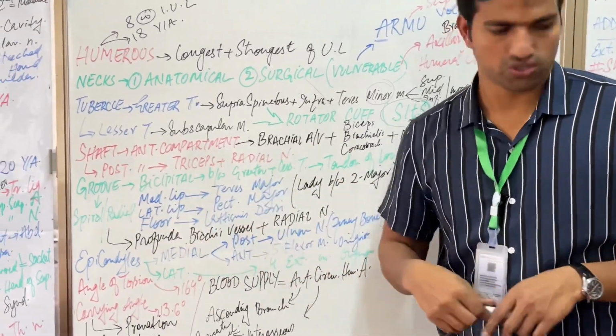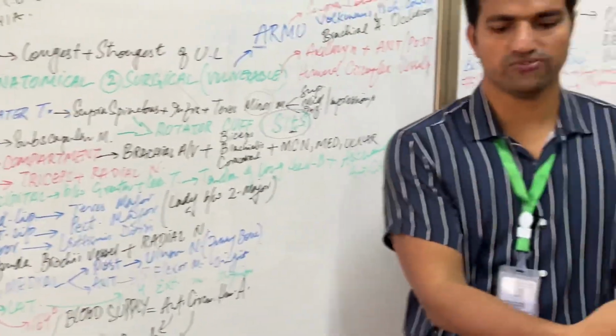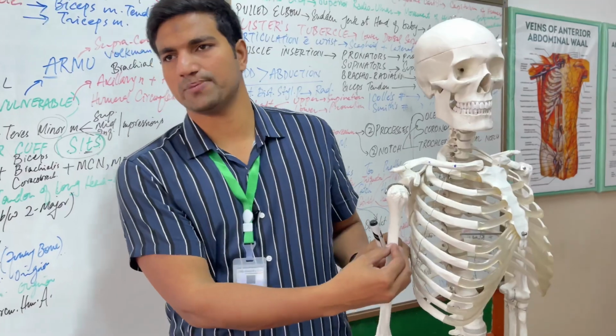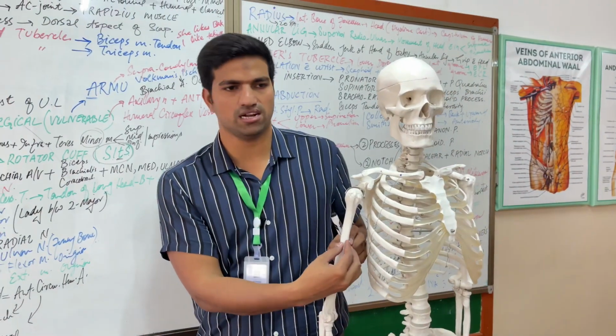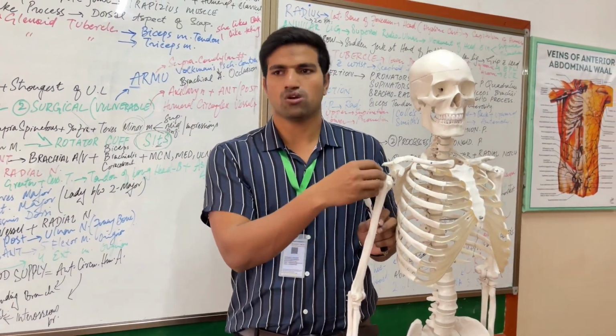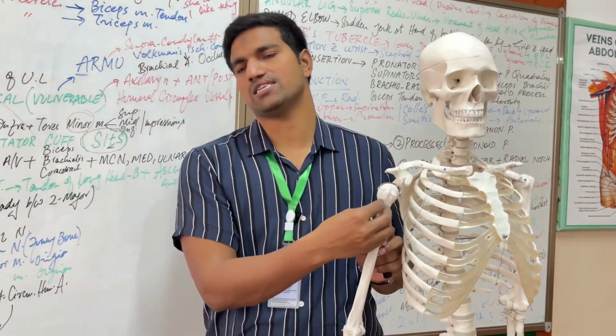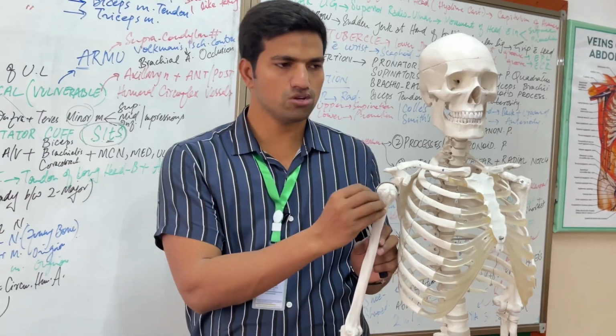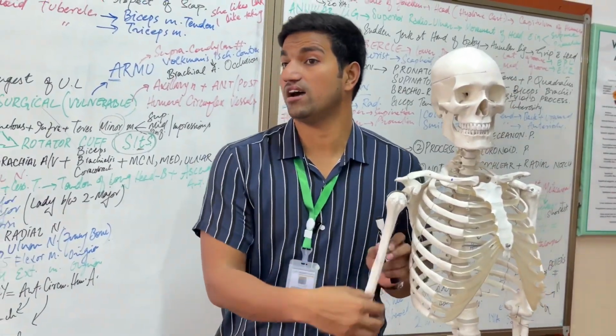Then we have talked about the shaft. There is an anterior compartment of the shaft and a posterior compartment. The anterior compartment contains the brachial vessels, brachial artery and brachial vein, plus muscles, the BBC muscles: brachialis, coracobrachialis, and biceps brachii. And nerves: musculocutaneous nerve, median nerve, and ulnar nerve.